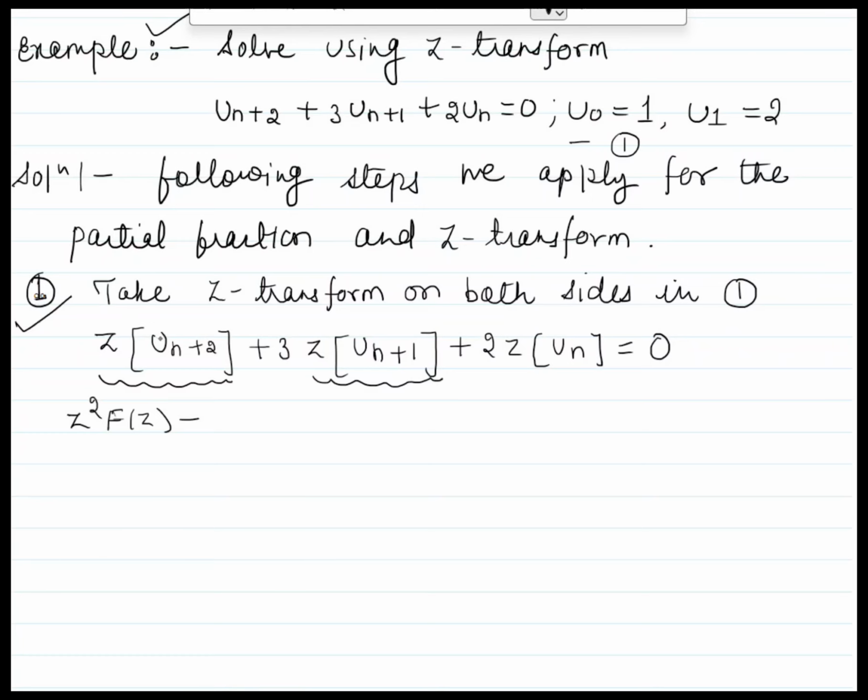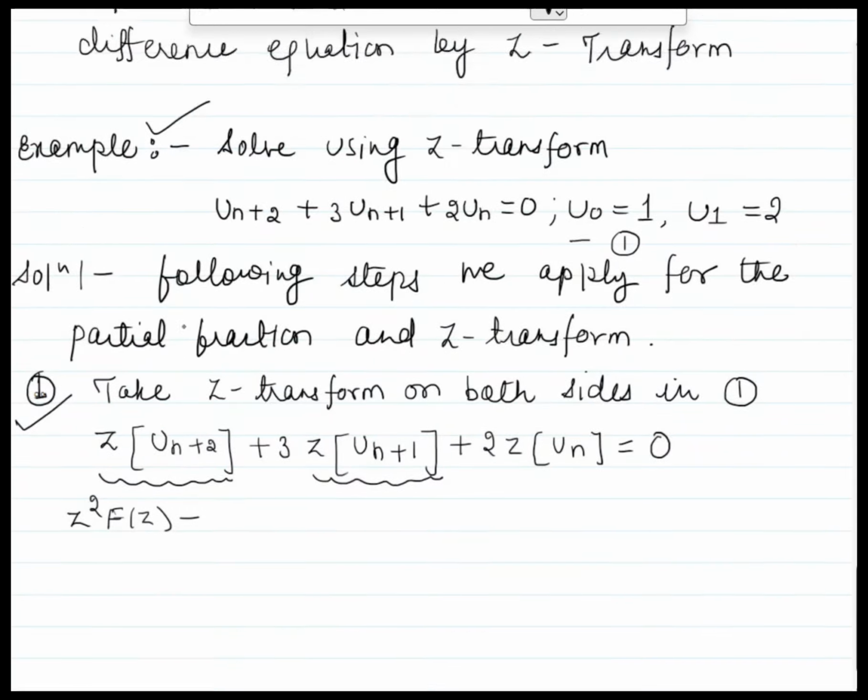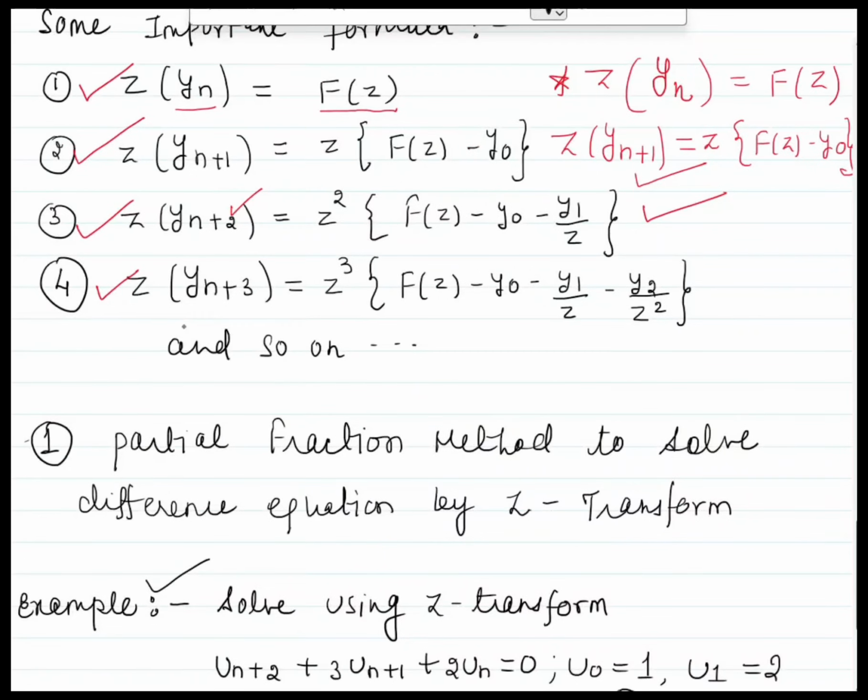This question we are solving for u. With the previous one we have seen the function for y, but there is no matter, I have already explained. Here u is dependent on n; n is the independent variable while u is dependent. So we have to write this particular Z of u(n+2) like here. Z of u(n+2) is Z square F(z) minus u0 Z square minus u1 Z.